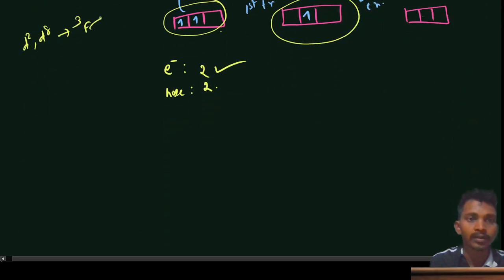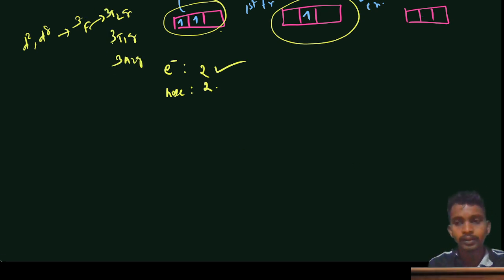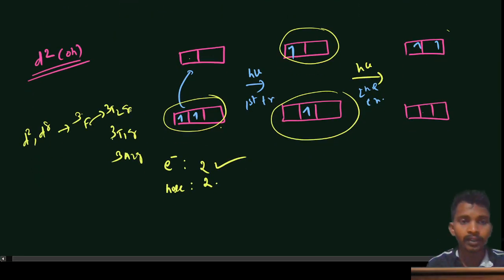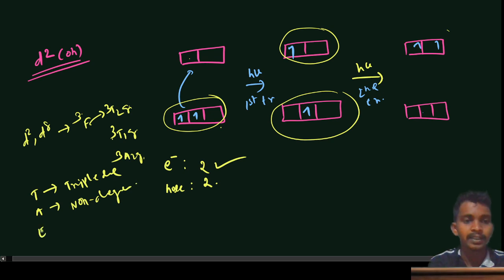So this falls in T2G, T1G and A2G, and this is 3, so I will write 3, 3 and 3. Okay, so now the question is that these three terms are there for this 3. Okay, so you know that T denotes triply degenerate, and A denotes non-degenerate, and if E is there, then that denotes doubly degenerate.